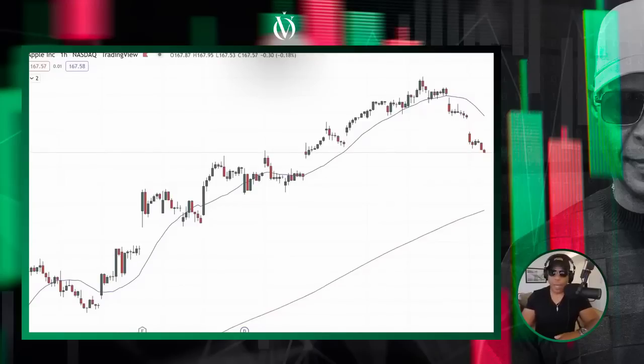But no, everybody wants to try to be cute and short. I'm going to go short. Look at the red, it broke below the 20, I'm going to go short. Look at this red below the 20, I'm going to go short.